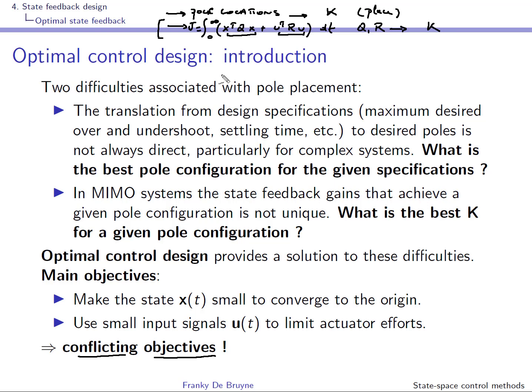Remember also that in MIMO systems we have seen that the matrix K offers some freedom, because there are n times m parameters in K and there are only n eigenvalues to assign. So there is some degree of freedom there. And so the question is, what is the best K among all the possible K for a given pole configuration? Well, optimal control design provides a solution for those difficulties.